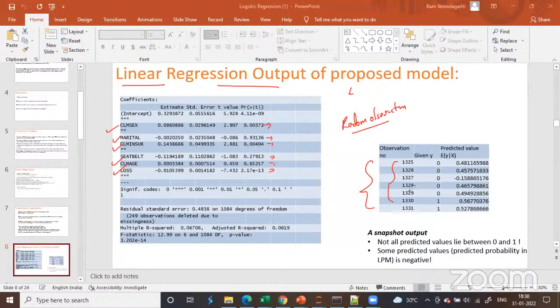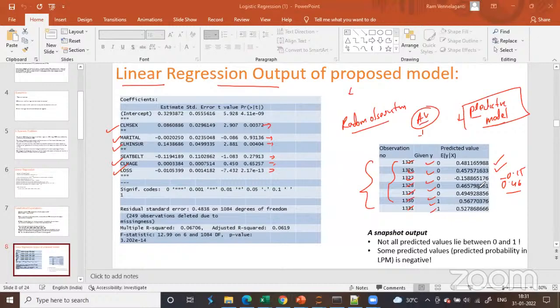I'm taking 7 observations: 1, 2, 3, 4, 5, 6, 7. These are the actual values for my 7 observations: 0, 0, 0, 0, 0, 1, 1. What is the predicted value from my model for these 7 observations? I'm getting a value 0.48. I'm getting a value 0.545. I'm getting a value minus 0.15. I'm getting a value 0.46. Like this, I'm getting some predicted values from my multiple linear regression model.